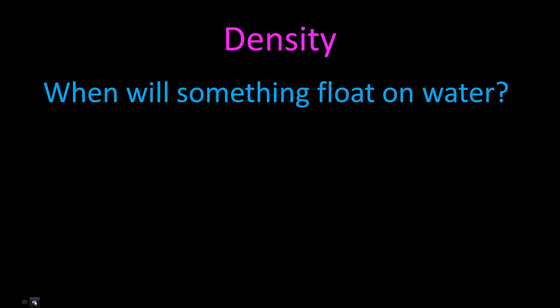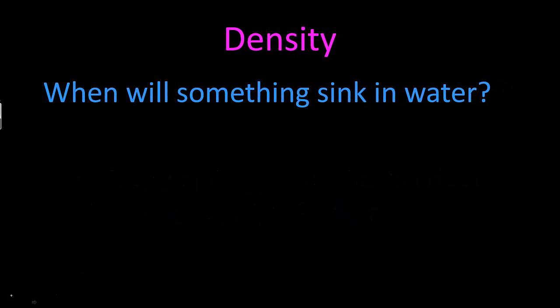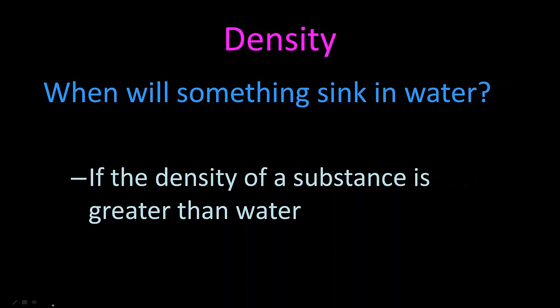So when will something float on water? If the density of a substance is less than the density of water, it will float. We already know that the density of water is 1.0. So if the density of a substance is less than 1.0, that substance will float on water. When will something sink in water? If the density of the substance is greater than the density of water, which is 1, then it will sink in water.